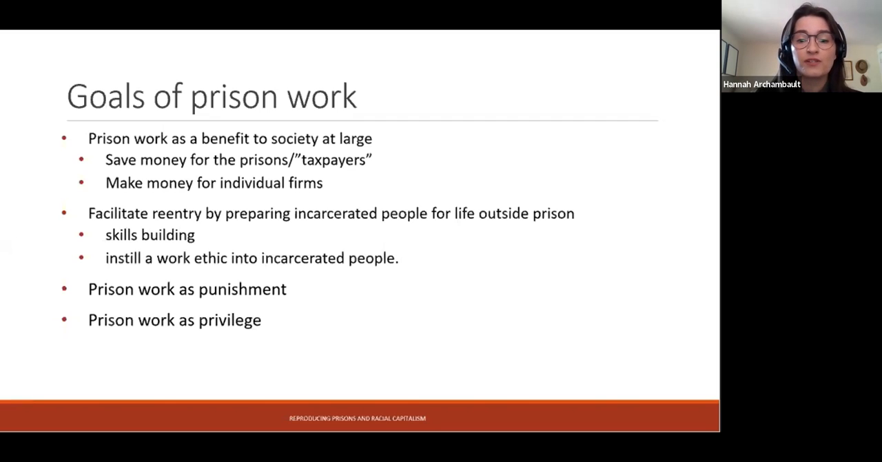Work in the prison also serves as both a punishment and a privilege. Prison workers are subject to degrading and often dangerous working conditions, and this work is necessarily coerced, and it happens under the constant threat of violence. At the same time, work functions as a privilege, since the alternative is also often stultifying boredom due to the idleness that Garrett and Eric discussed previously.